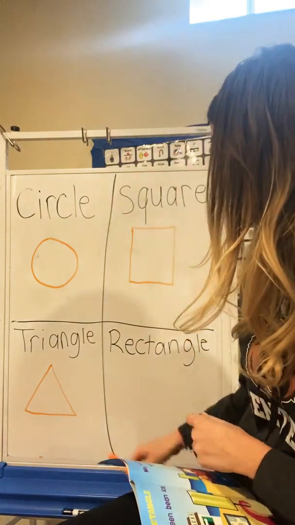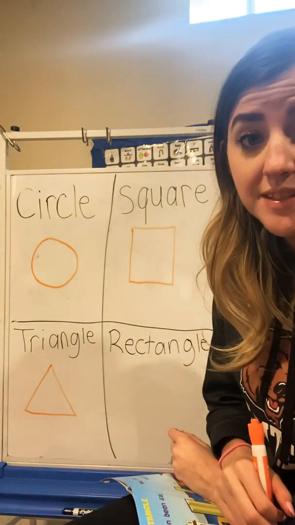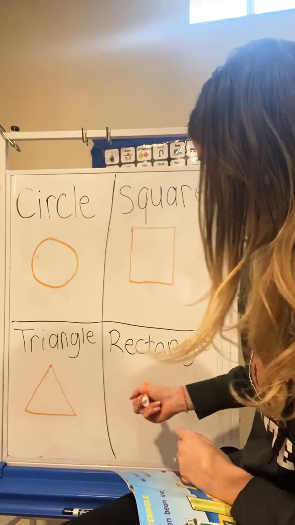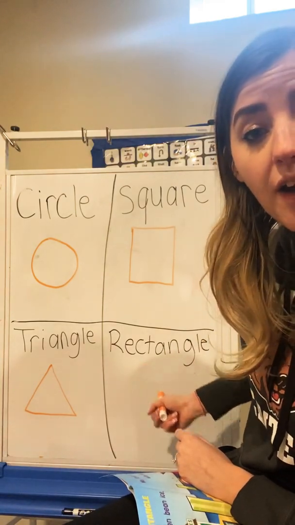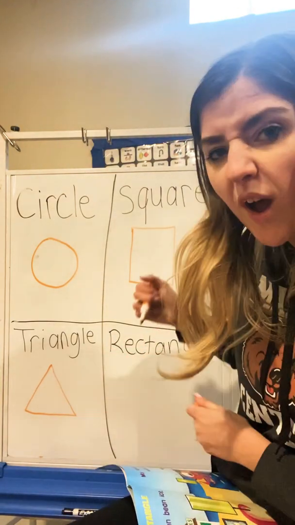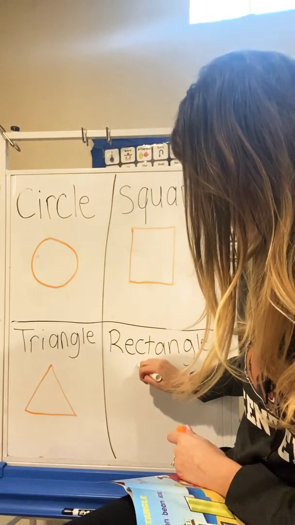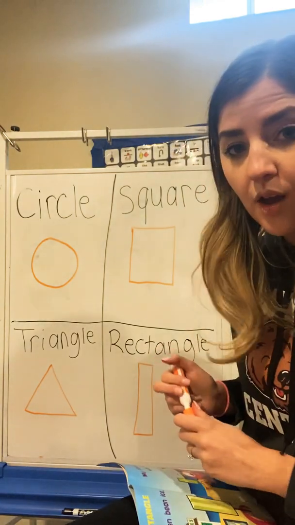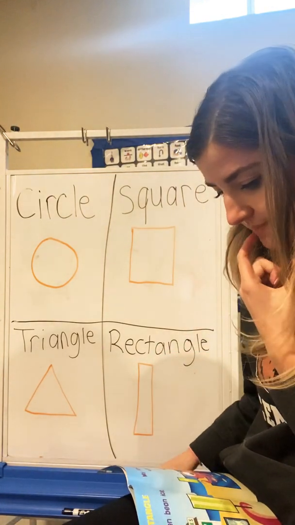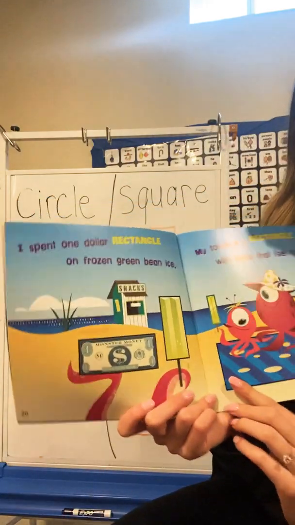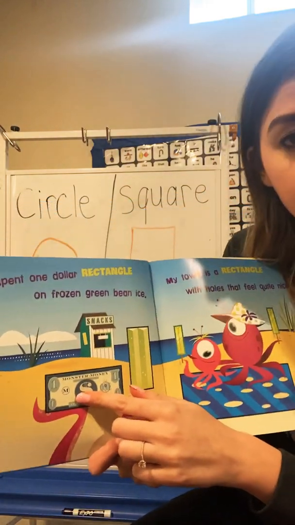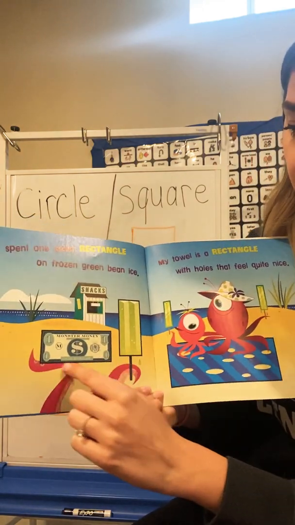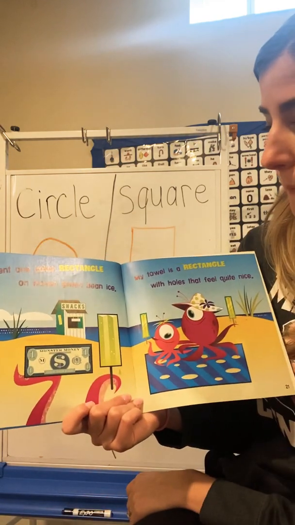So a rectangle is kind of like a square because they both have 4 sides. But in a rectangle, 2 of the sides will be very long and the other 2 will be shorter. Watch. A rectangle. I spent $1 rectangle. Dollars are rectangles, right? Because these 2 sides are shorter and these 2 sides are longer.